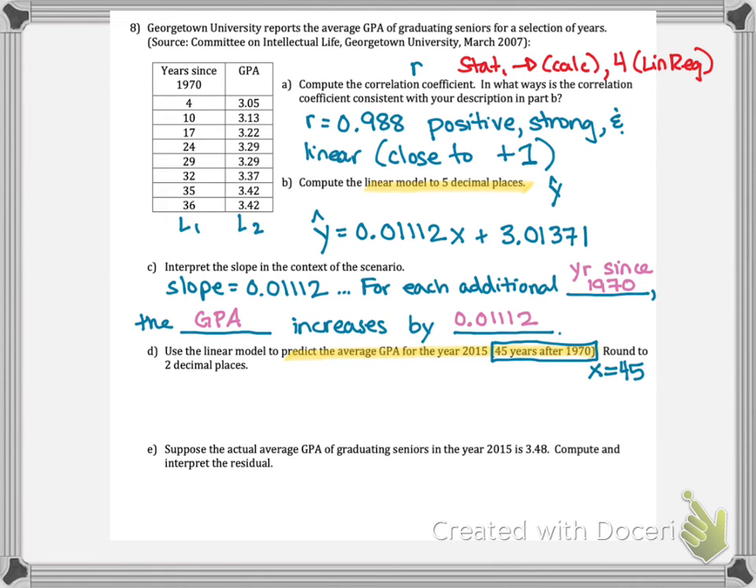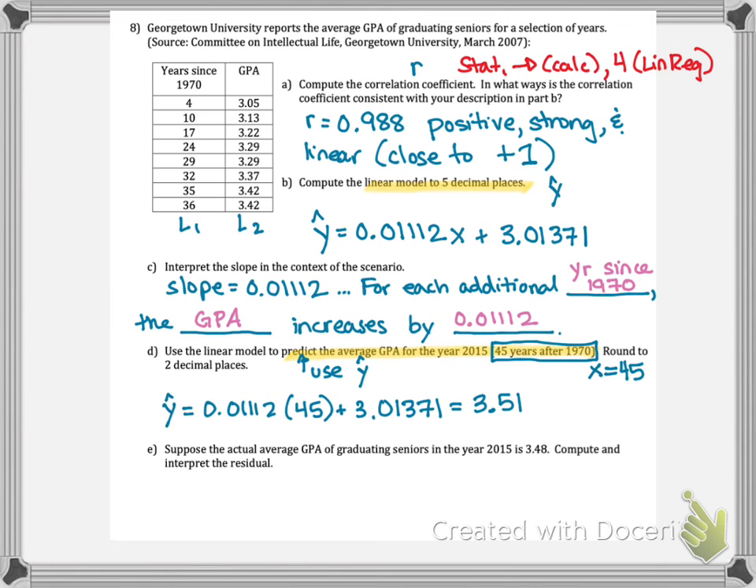So right away, they just told us x is equal to 45. And when it says predict, that means use y hat. Predict and estimate mean the same thing. So this says find y hat when x is 45. Okay, we're going to plug in 45 for x. And when you do that, if you use every one of those decimal places, I rounded the GPA to 2 decimal places, I got 3.51. So right now, I know what I predicted to be true in 2015.